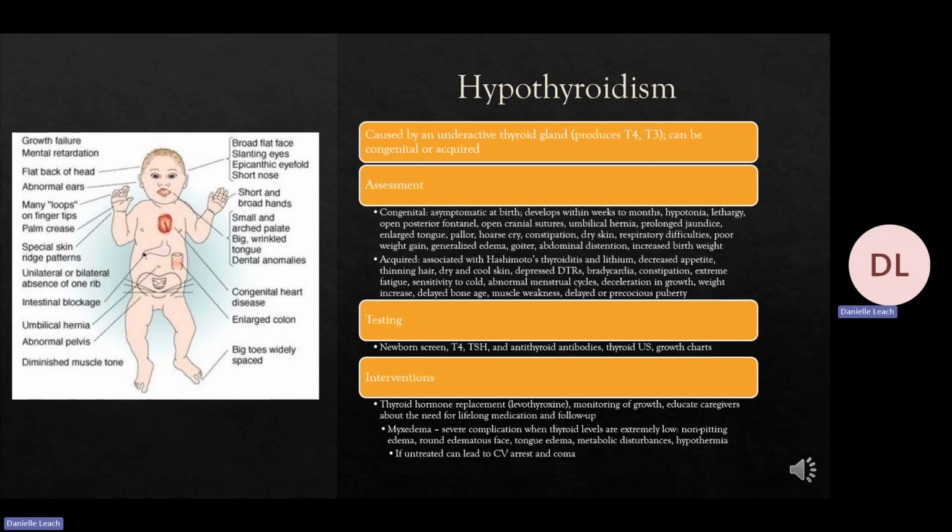We need to look out and instruct parents on the potential of myxedema, which is a severe complication when the thyroid levels are extremely low. This can cause non-pitting edema, edematous face, edema of the tongue, metabolic disturbances, and hypothermia. So if left untreated, this could lead to cardiovascular arrest and coma.